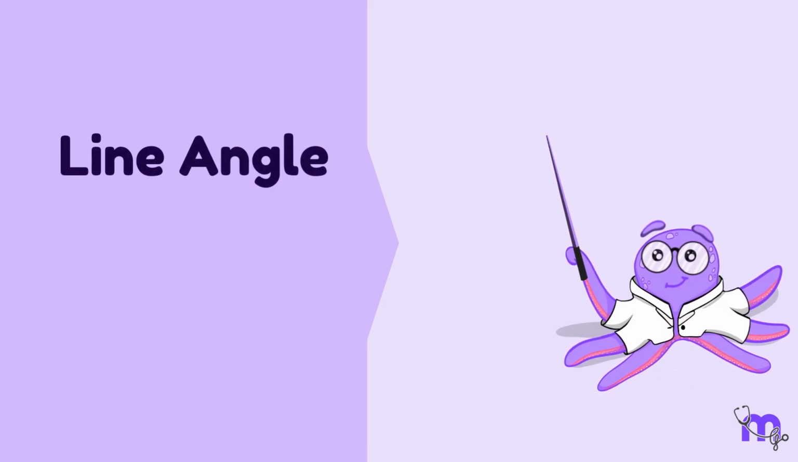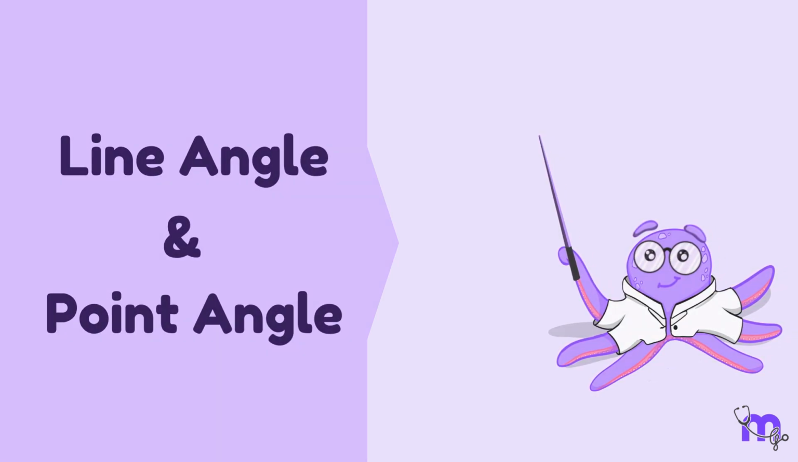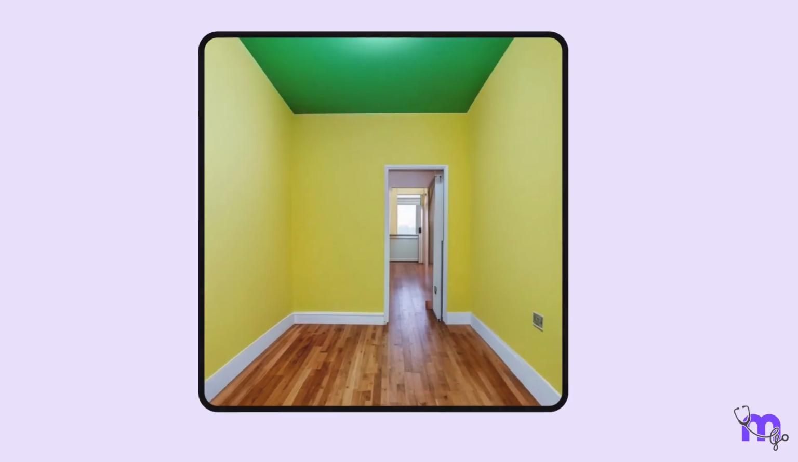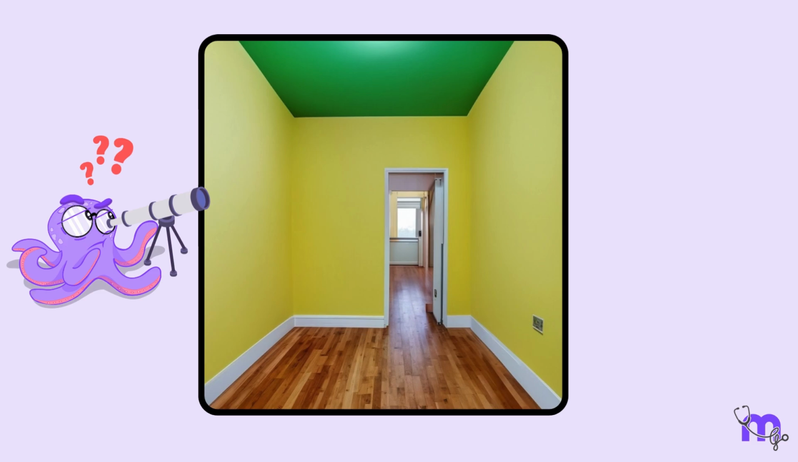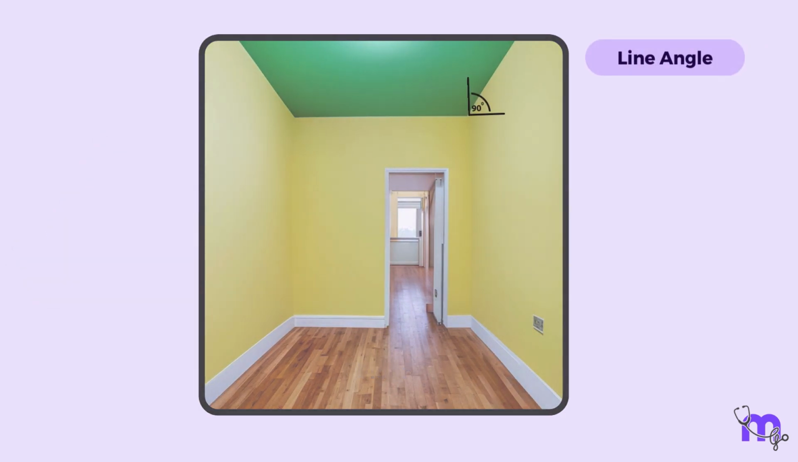Now let us learn what is a line angle and a point angle. Let's take an example of a room. We can see that it has 4 walls, 1 roof, and 1 floor. Focus on the roof and any wall. How are they joined? What is formed at their junction? We see a line which forms an angle of 90 degrees. This is the line angle formed by the 2 walls.